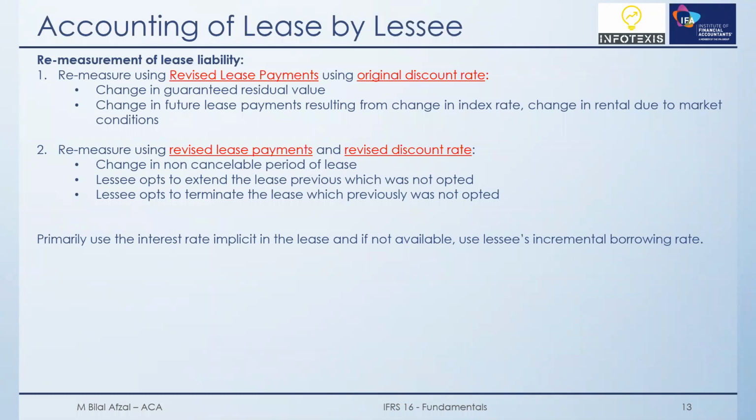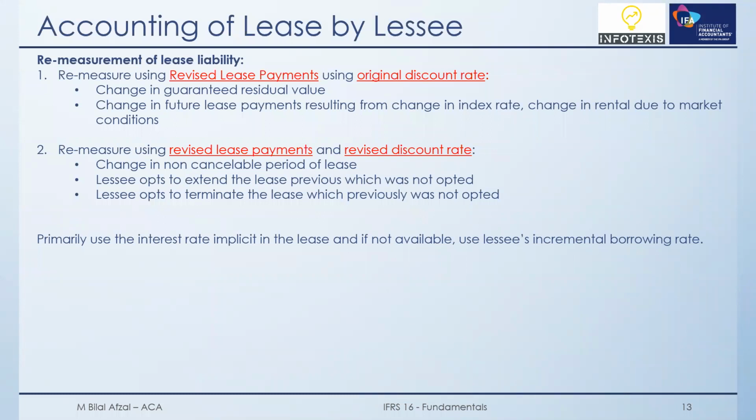Standard says that if there is a change in the guaranteed residual value, then you can use the revised lease rental with the original discount rate, in this case 5%, or if the change in the lease rental is due to market conditions, or rent increased, or there was inflation, or the rental was increased to match the market prevailing rate. So in these kinds of scenarios, we will use the revised lease rentals and discount them using the original interest rate which we used at the time of initial recognition.